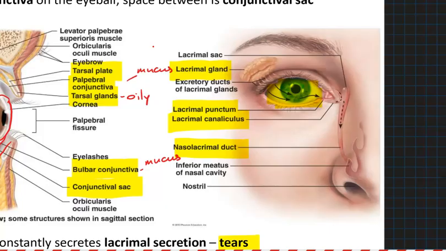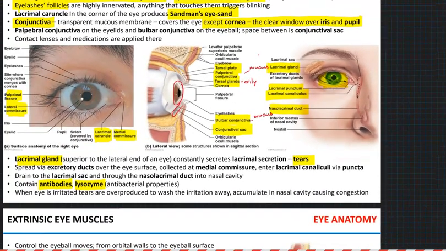And when you have a stuffy nose, you have a little bit of teary eyes, because your stuffy nose blocks the nasolacrimal duct, and tears get backlogged, backed up in your eye.